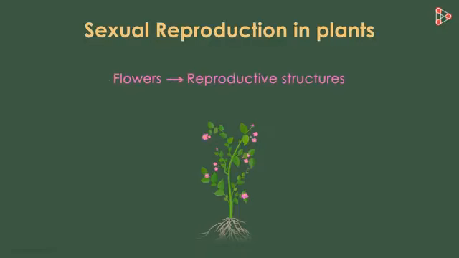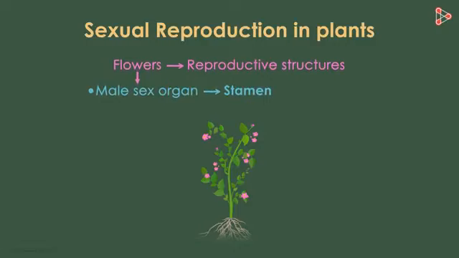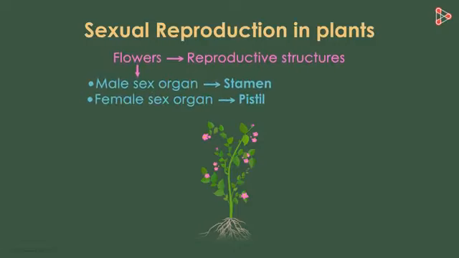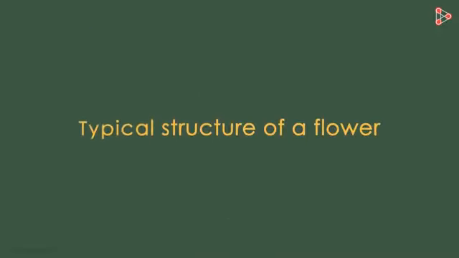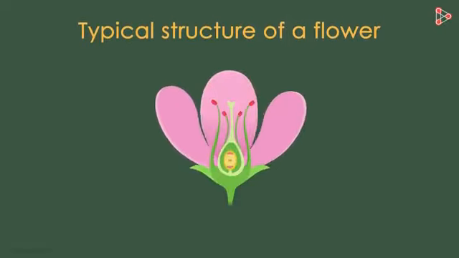Flowers are the reproductive structure of the plant. In a flower, the male sex organ is called the stamen and the female sex organ is called the pistil. But how does this process of sexual reproduction occur? Let's try and understand it. But before that, let's have a look at the typical structure of a flower. It appears somewhat like this.